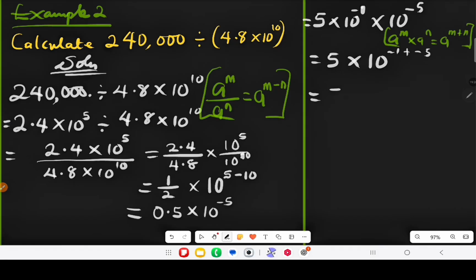And that is the same thing as 5 times 10 raised to the power of minus 1 minus 5, because plus minus gives us minus. And finally, we have 5 times 10 raised to the power of minus 6 as the answer.